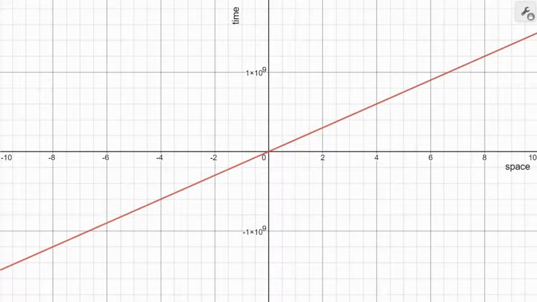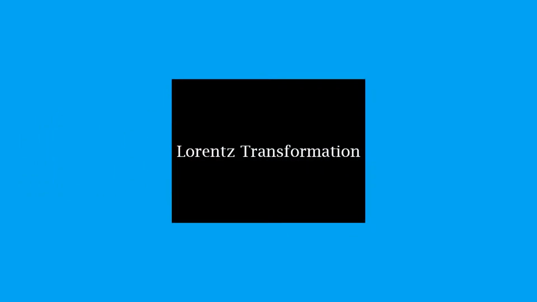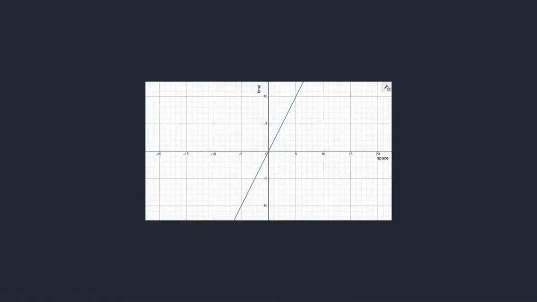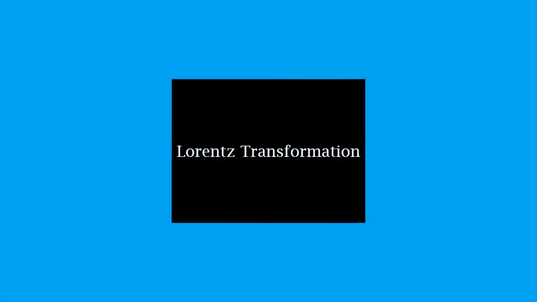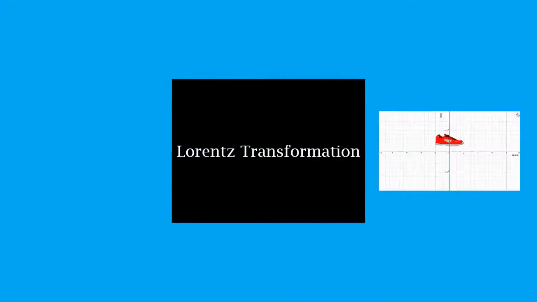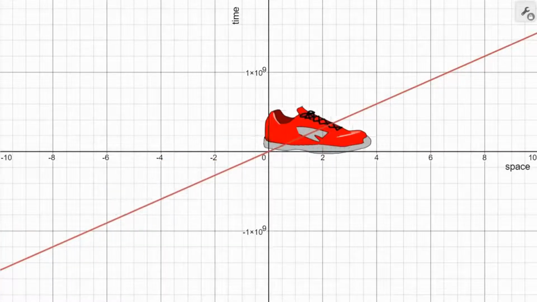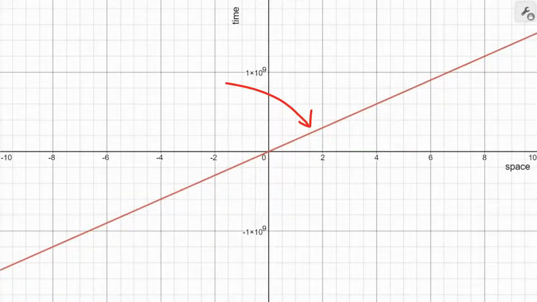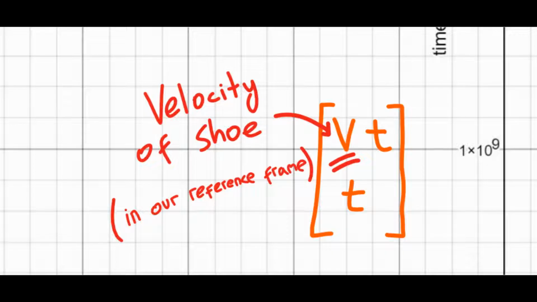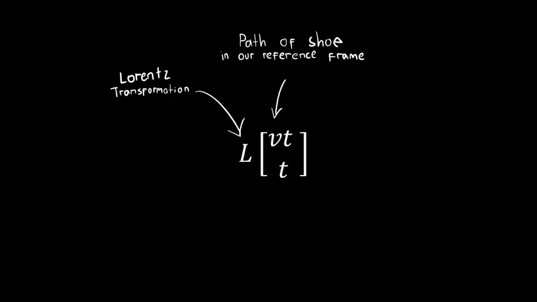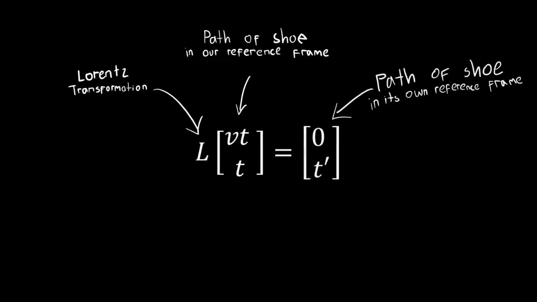Okay, back to the derivation. According to postulate 1, when I transform to the reference frame of the shoe, the x position of the shoe will be at 0 at all times t. Let's write this as an equation. We can represent the path of the shoe in our frame of reference as this vector, where v is the velocity of the shoe. Now we can Lorentz transform this to see what it looks like from the shoe's reference frame. We already know that the x coordinate of the shoe in its own frame is 0. Never mind what the t coordinate is, we'll just call it t prime. And now let's turn on auto algebra.